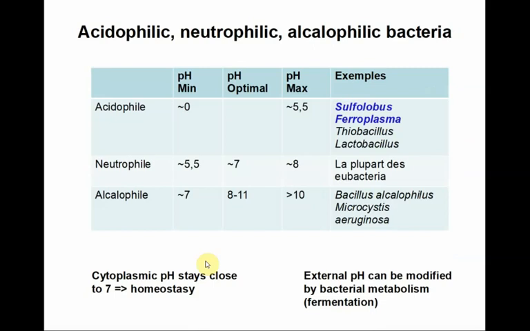Okay, so next is the influence of pH. Most bacteria prefer to grow close to neutral pH. So these are neutrophiles or neutrophilic bacteria. Some can be acidophiles, so they prefer to grow at low pH in acidic conditions. So once again, the real champions at this are archaeobacteria, like Sulfolobus and Ferroplasma.